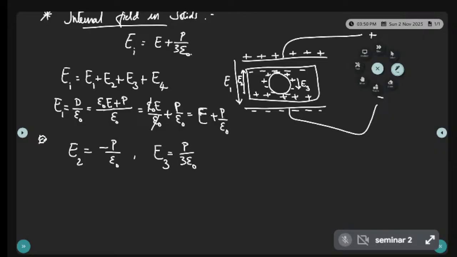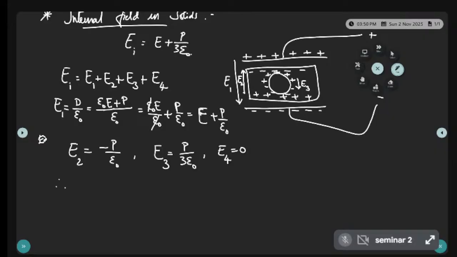It is pure mathematics. We take this sphere, and take the part of the sphere whose area of cross section is dA. From dA we find dq, from dq we find E, and that E on integration gives us E3. Next, E4 I will take as 0, since E4 is the field with respect to other atoms, and we consider that there are no other atoms. So the field E4 is 0.